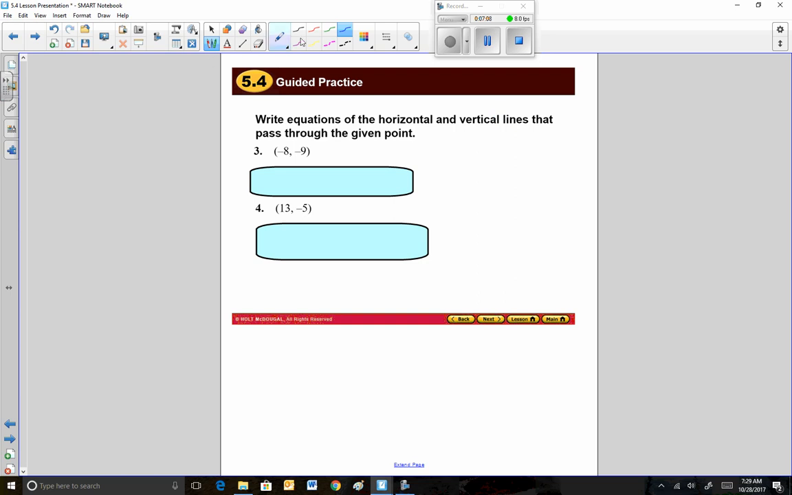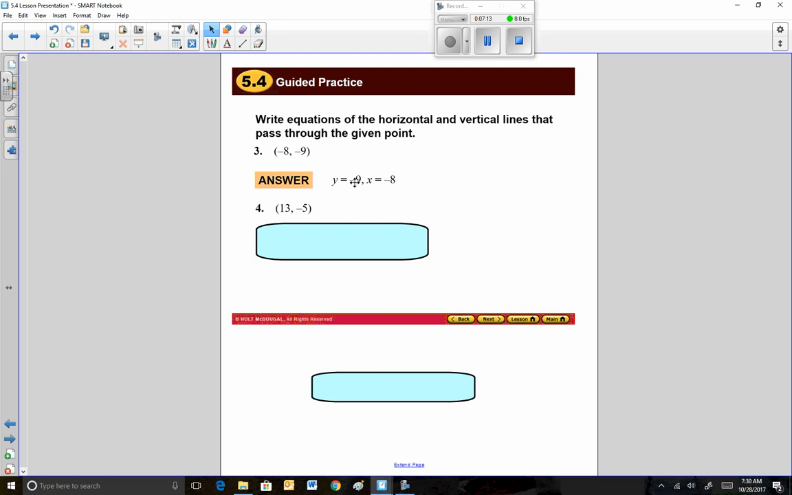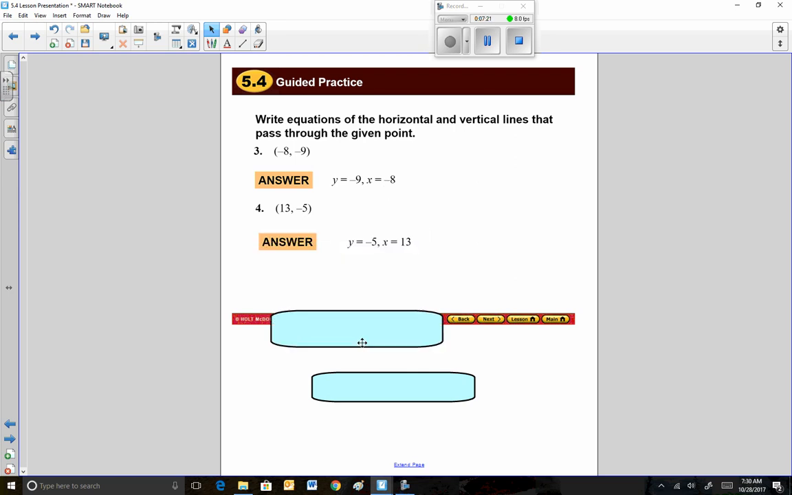All right. Welcome back. Let's take a look. And we reveal that y equals negative 9. Look at that. y equals negative 9. That's the horizontal line. Vertical line, going straight up and down, is x equals negative 8. Same process for this one. y equals negative 5. And x equals 13 for your vertical line. Now, the key is make sure you understand this is horizontal, the y equals, vertical is x equals.